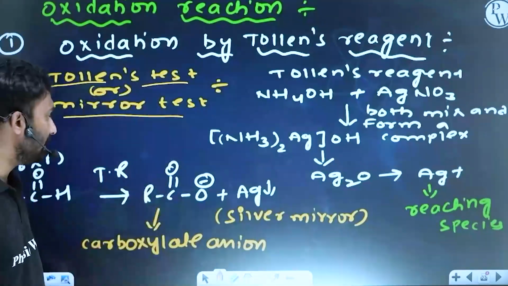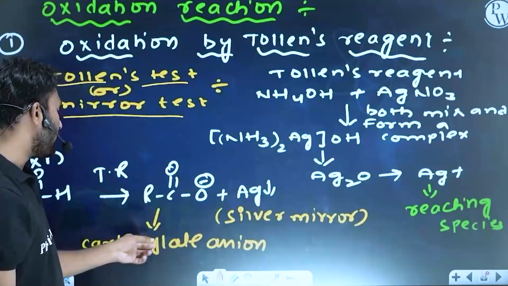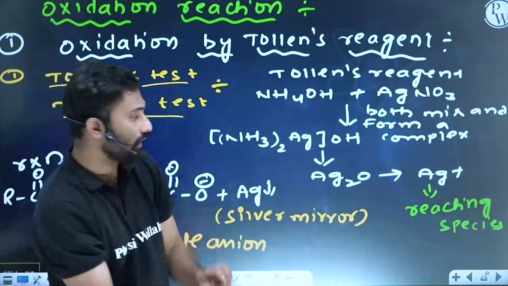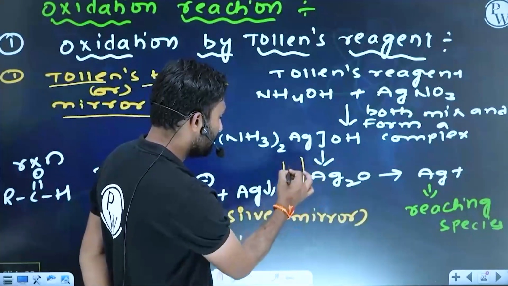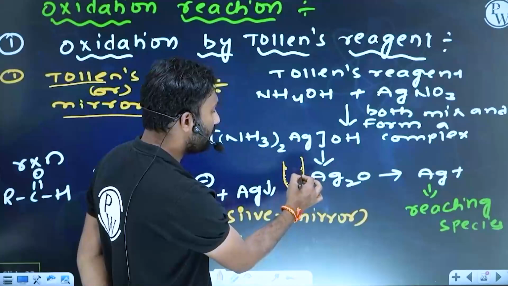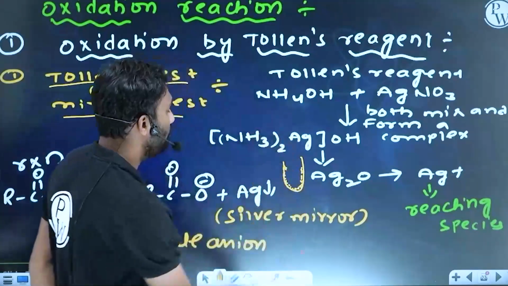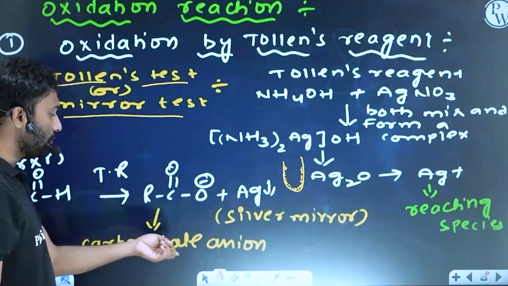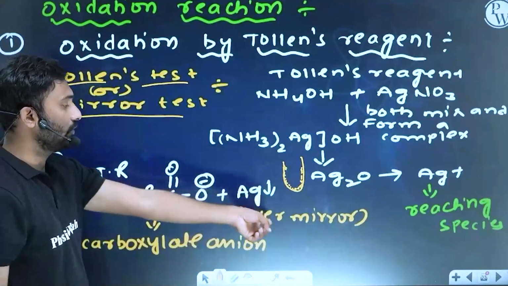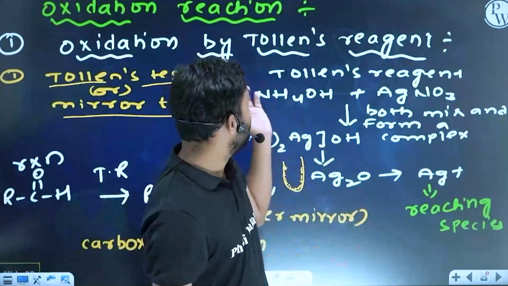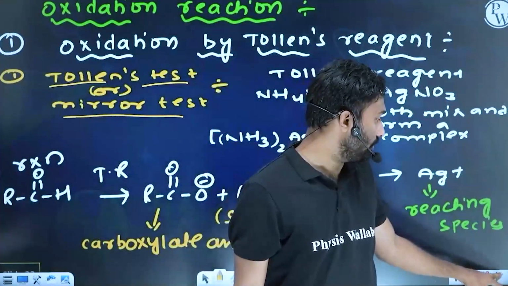Now when you drop the aldehyde in the test tube containing that complex, it will give the carboxylate anion and it will give the silver mirror. Now in the test tube it gives the silver mirror. It means aldehyde is oxidized to the carboxylate anion and gives the silver mirror test. This we call the Tollens reagent.